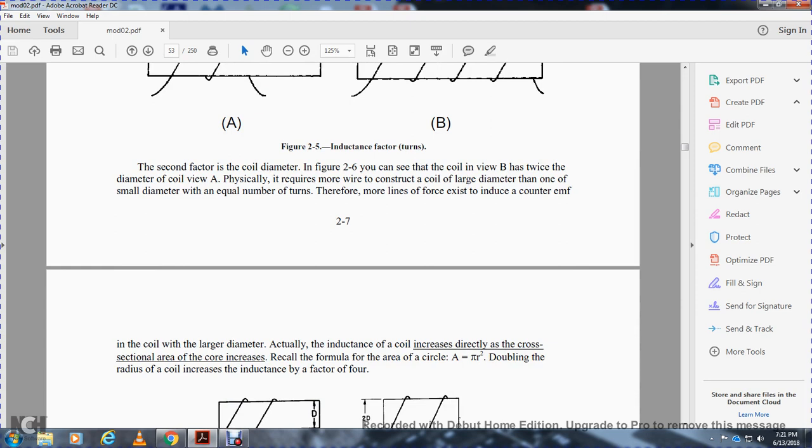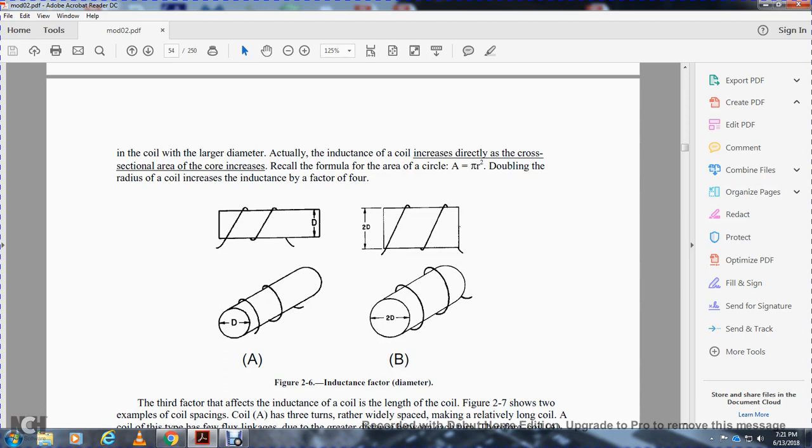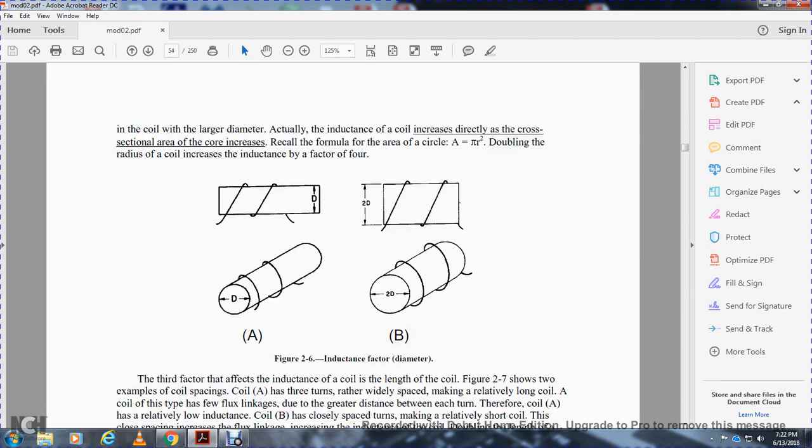In the coil of the larger diameter, the inductance of the coil increases directly as the cross-sectional area increases. Recall the formula for the area of a circle: area is pi times R squared, radius squared. Doubling the radius of the coil increases the inductance by a factor of 4. Figure 2-6 shows the inductance with diameter A and double the diameter. Doubling the radius of a coil increases the inductance by a factor of 4.